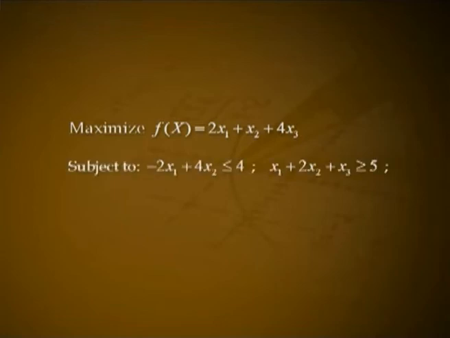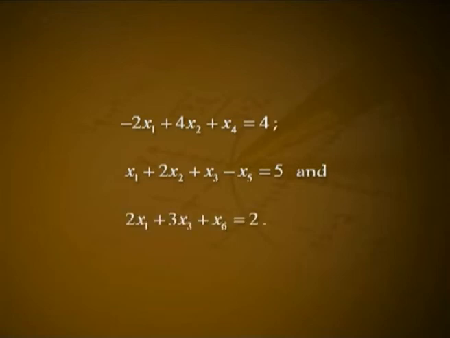Illustration 1. Rewrite the following LPP in its standard form. Maximize f(x) equal to 2x1 plus x2 plus 4x3 subject to minus 2x1 plus 4x2 less than or equal to 4, x1 plus 2x2 plus x3 greater than or equal to 5, 2x1 plus 3x3 less than or equal to 2, where x1, x2 greater than or equal to 0 and x3 unrestricted.